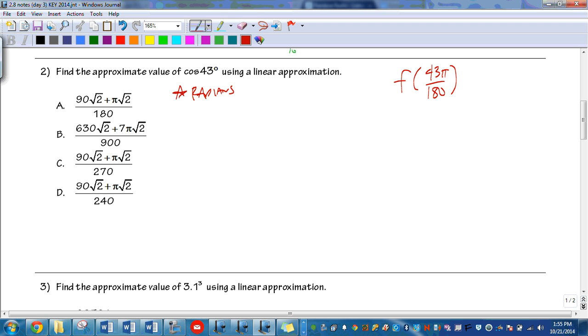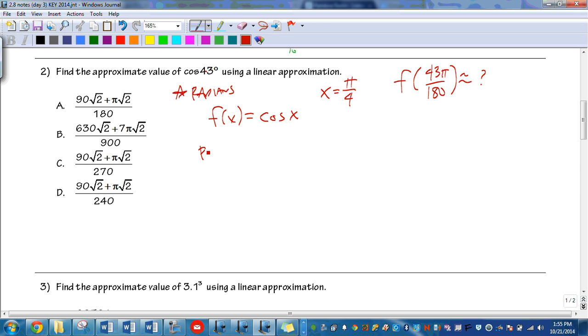Now, we need to look at what our function is, and this is what we're trying to figure out the approximation of. The function is just cosine of x, or you can just replace that number with x. And that's where we get cosine of x. We're trying to find a nice angle close to 43 degrees that we can actually figure out the cosine of. So 45 degrees is one that we know. But remember, we need it to be in radians. So our nice x value that we're dealing with here is pi over 4, right, 45 degrees.